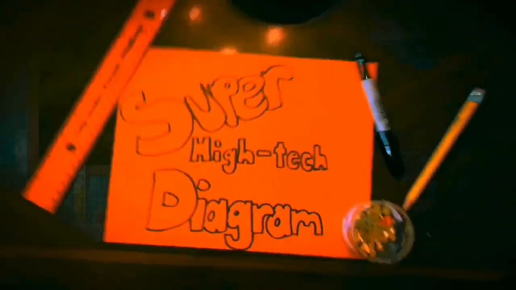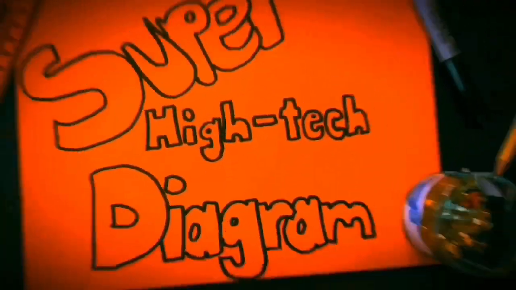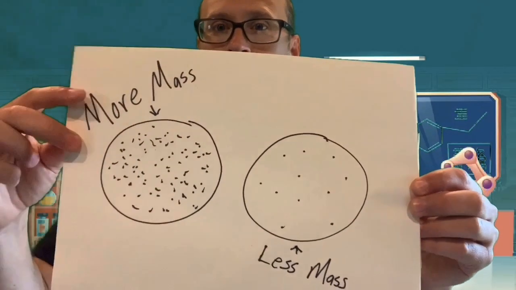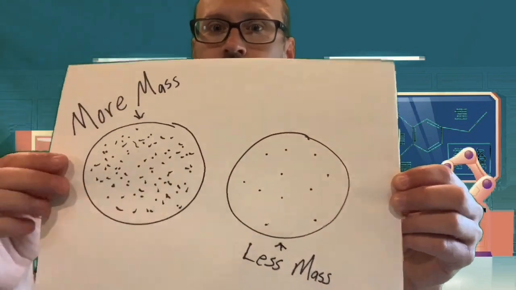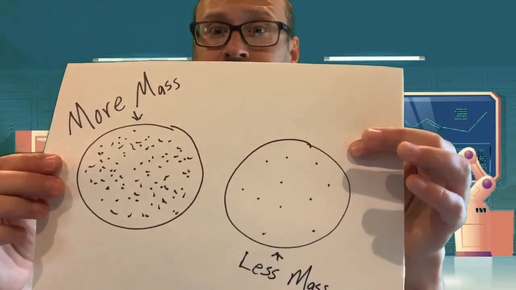To help explain this, I have a diagram. Now this diagram is really simple. It just simply shows two objects. One has more mass because it has more things in it. One has less mass because it has less things in it. But this starts getting a little bit more complex when we compare mass and weight.